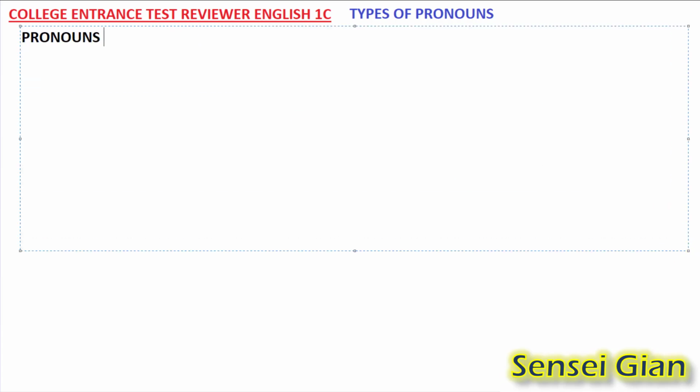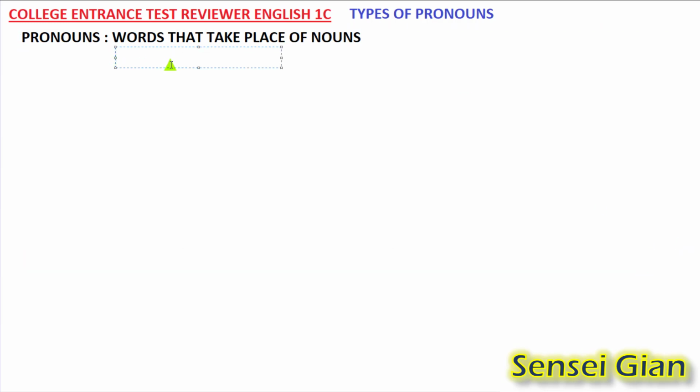Okay, what are pronouns? Pronouns are words that take the place of nouns. So let's say in a way they are substitutes. They are substitutes or alternatives to nouns in case you don't want to say the same noun again and again. We use pronouns. So I think you're familiar already with pronouns.